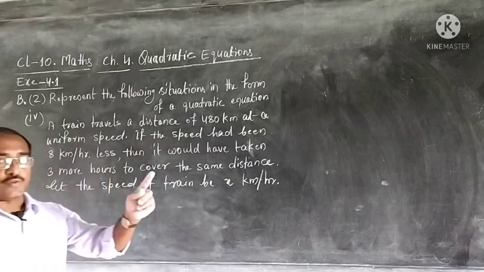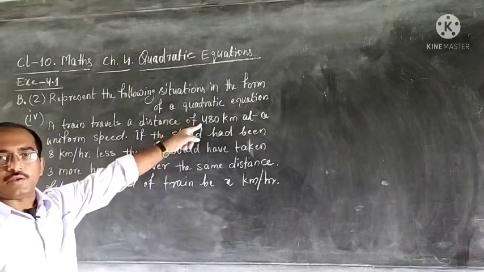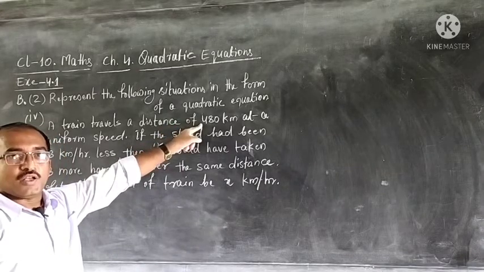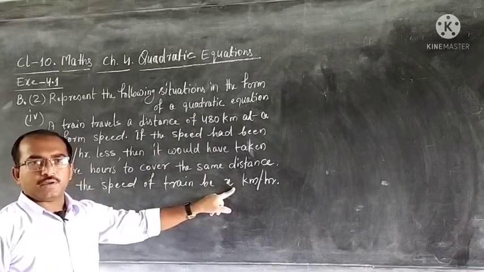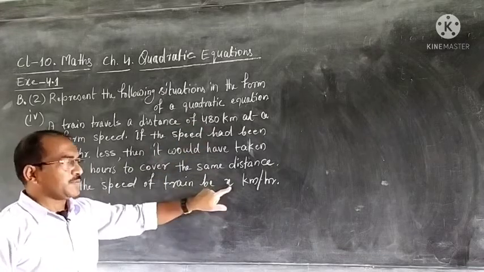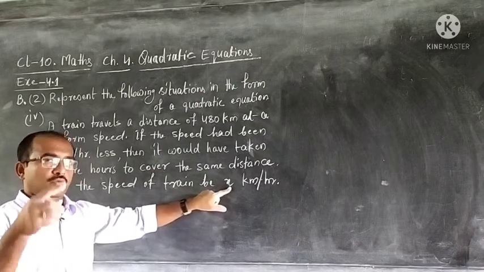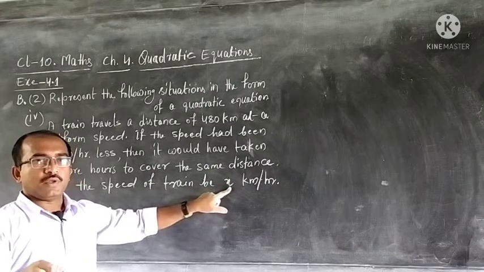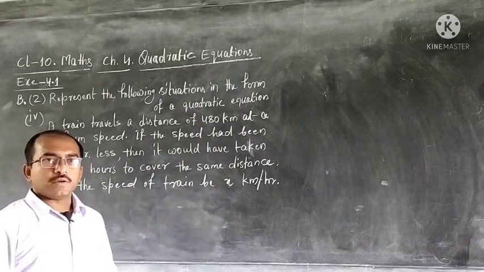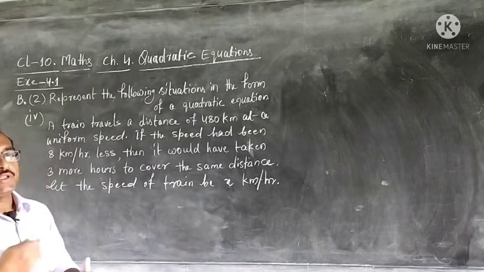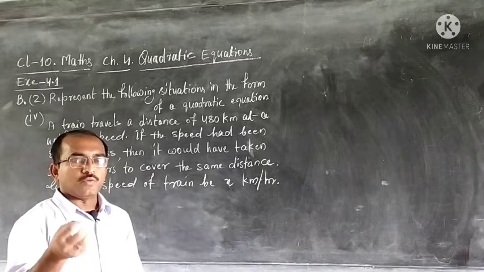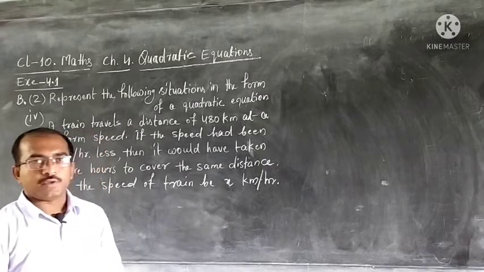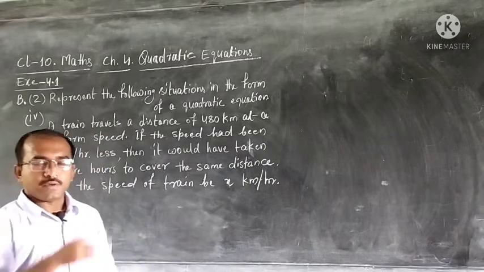How far is it going? 480 kilometers. So, 480 kilometers it goes at x kilometers per hour. That means distance by speed equals time. We study this in physics also. If we travel 50 kilometers at a speed of 10 kilometers per hour, it will take 5 hours, 50 by 10.